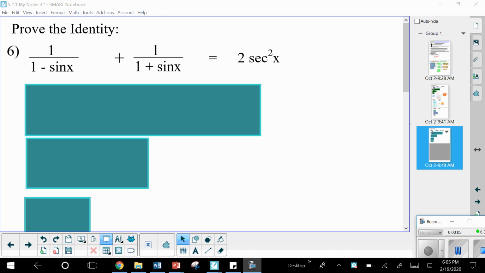Okay, finishing up pre-calc section 5.2 day 1. We're still proving the identities, wanting the left side to look like the right side. So on this one, I went with the left side looked harder. We use this rule again quite a bit.